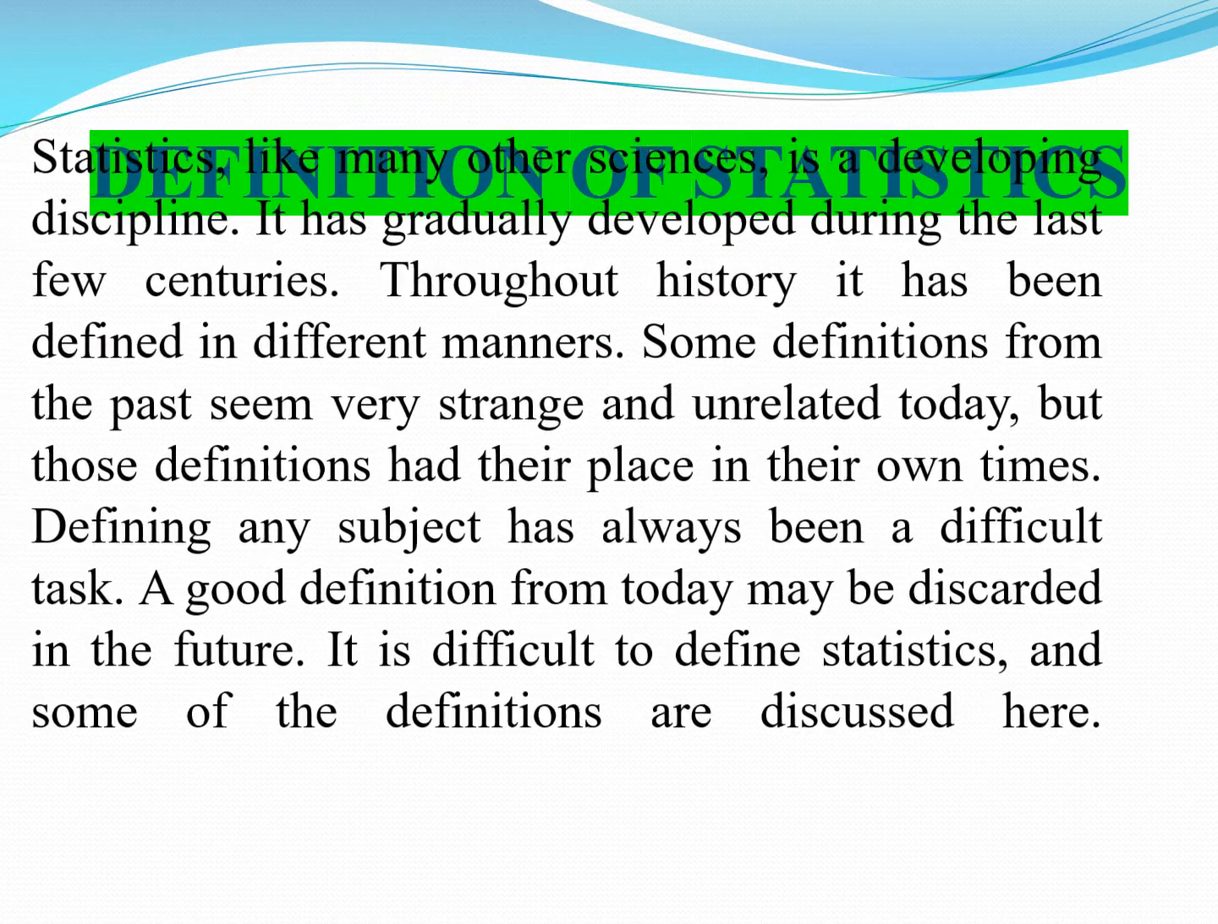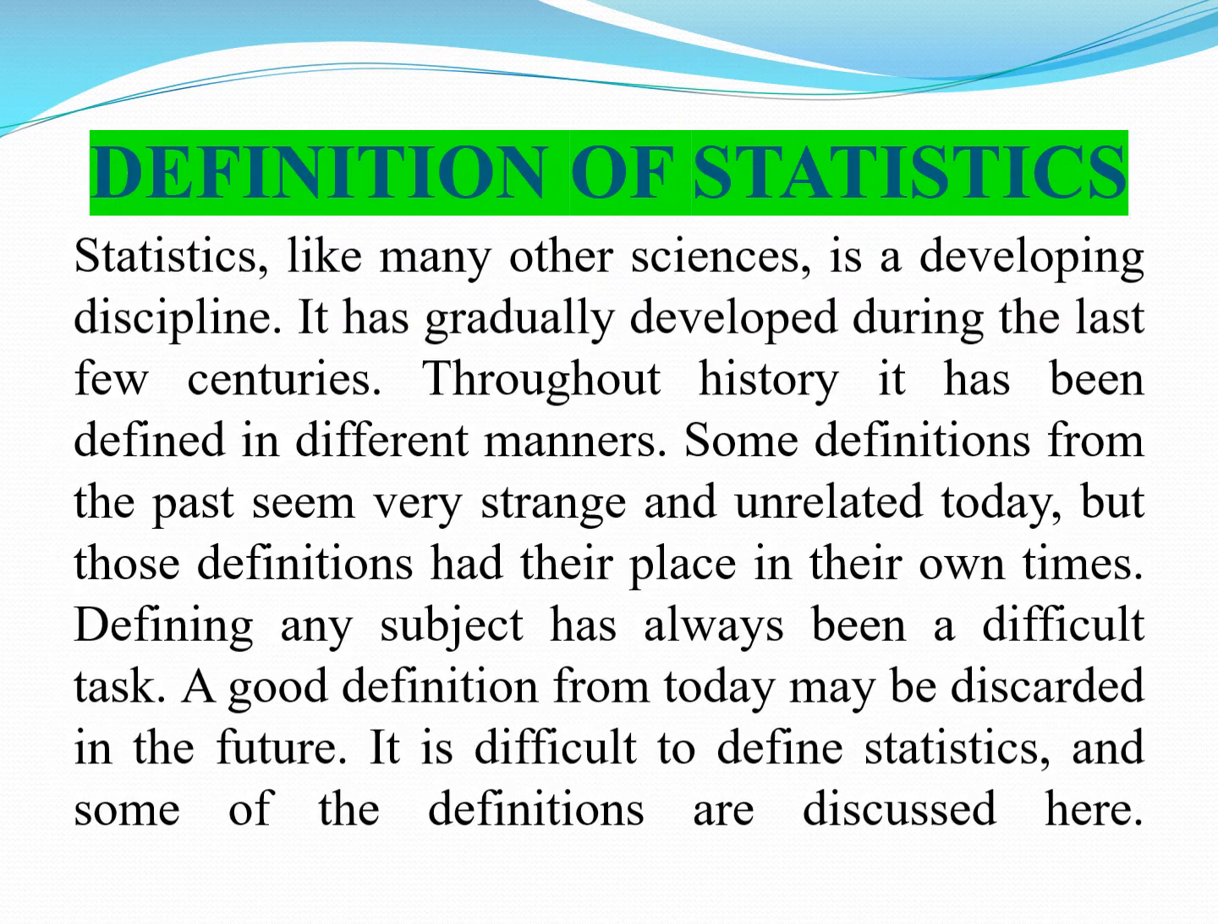Statistics, like many other sciences, is a developing discipline. It has gradually developed during the last few centuries. Throughout history it has been defined in different manners. Some definitions from the past seem very strange and unrelated today, but those definitions had their place in their own times. Defining any subject has always been a difficult task. A good definition from today may be discarded in the future. It is difficult to define statistics, and some of the definitions are different.